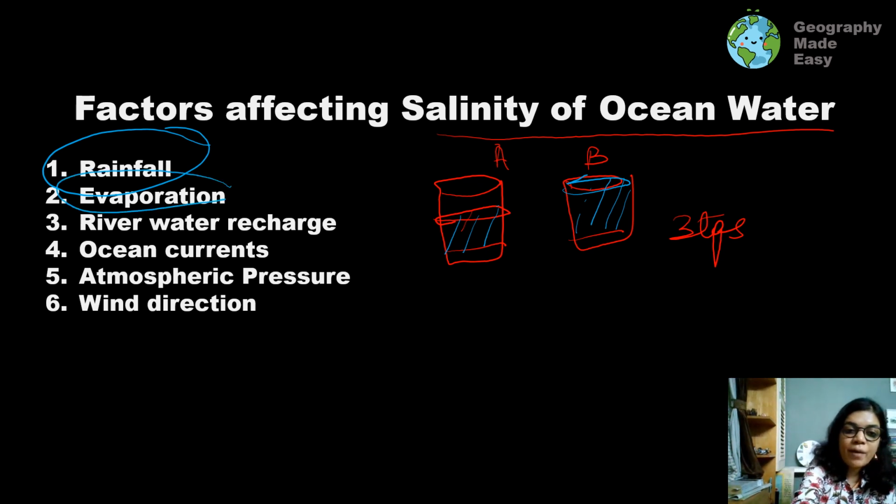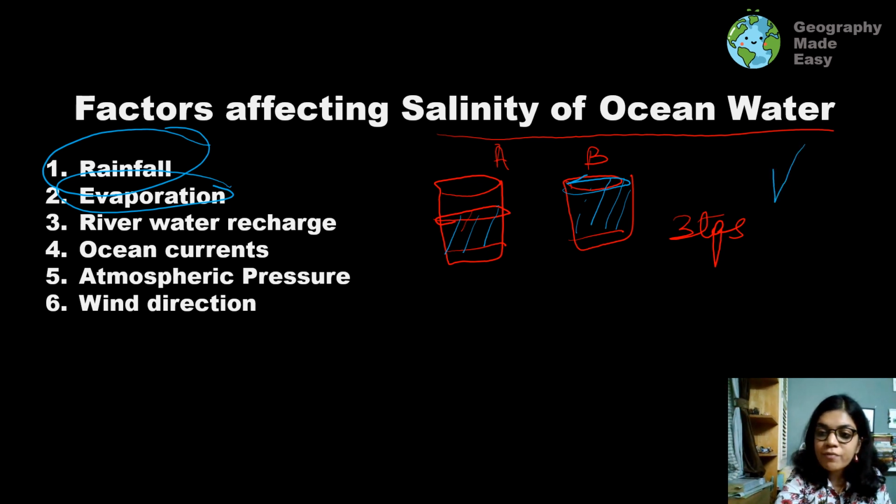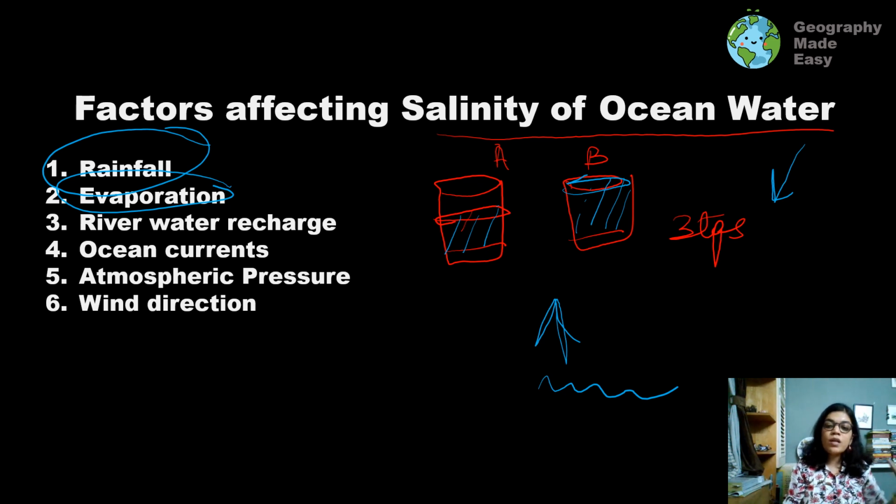Next is evaporation. Rainfall is the addition of water, and evaporation is the loss of water from the surface. So when there is very high evaporation, the particular sea or ocean will become salty.